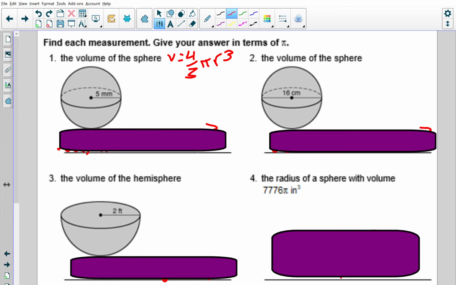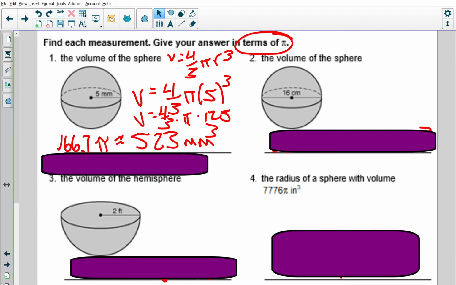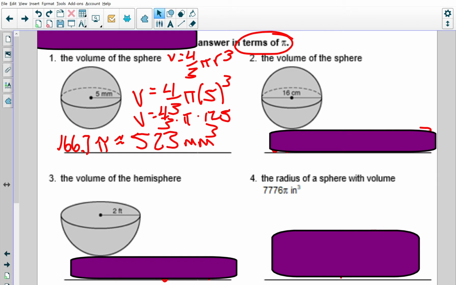So that means all we need to do is plug in the radius, which is 5 millimeters. Well, that equals 4/3 times pi times 125. And because they want the answer in terms of pi, we're done. Because 4 times 125 is 500, and 500 divided by 3 is 166.7 pi millimeters cubed, or 523 cubic millimeters. It's a volume, takes up space.